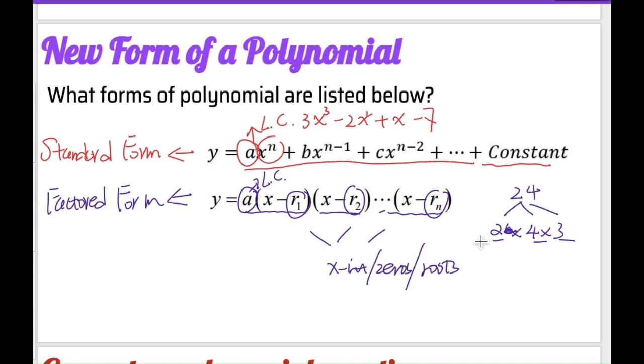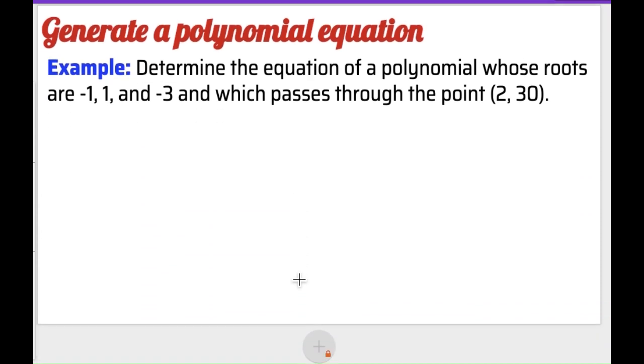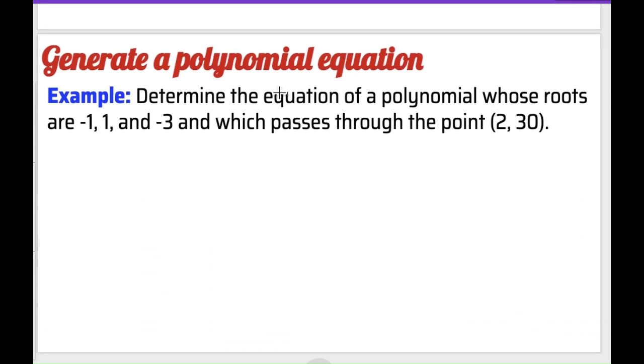Okay, so with this definition, we can finally start to introduce how do we actually create the equation. And today, our equation is actually going to be described in this factored form. So let's have a look at the question we are going to work on. Okay, so the question is, we are going to determine the equation of the polynomial, and we know the roots, which are also zeros, are -1, 1, and -3. And also this one is going to be passing through the point shown here.